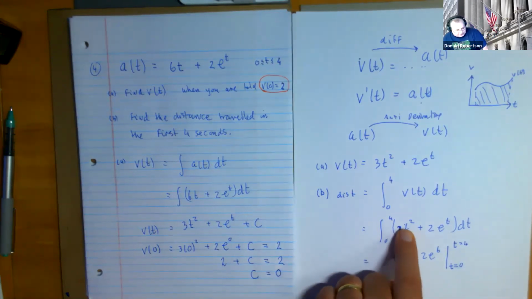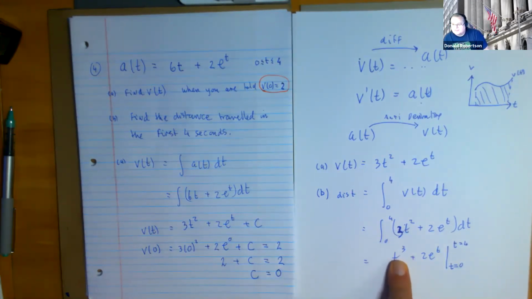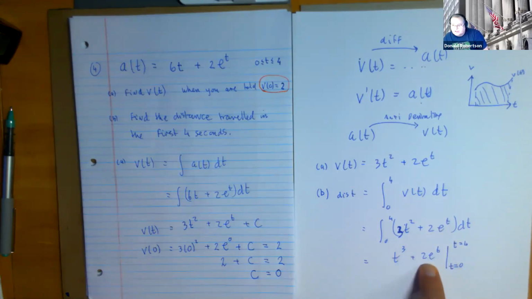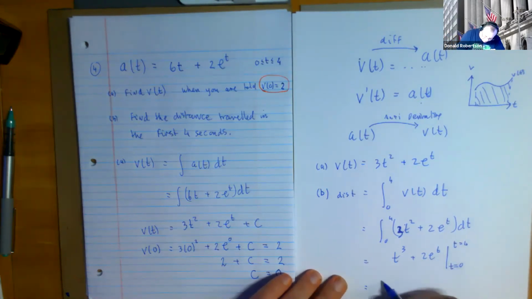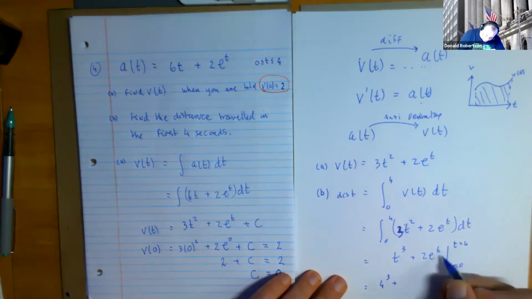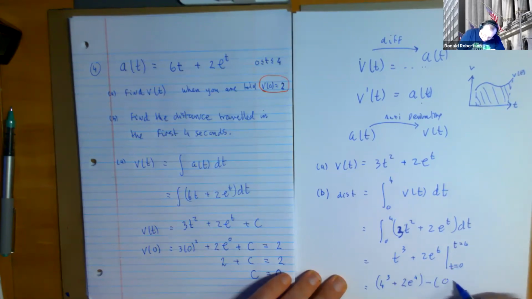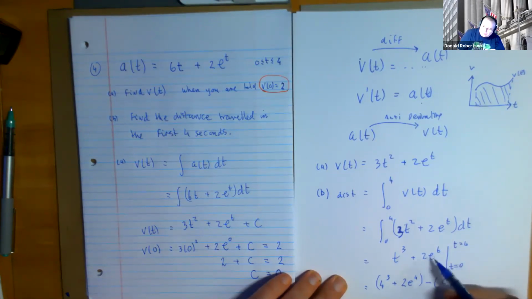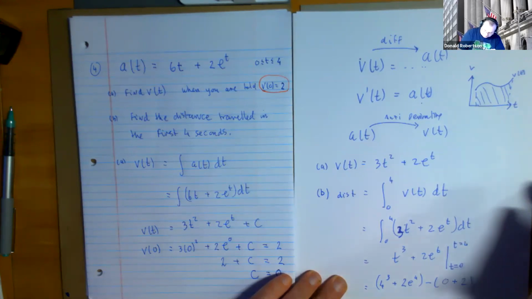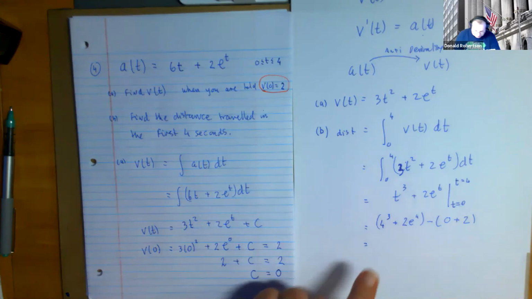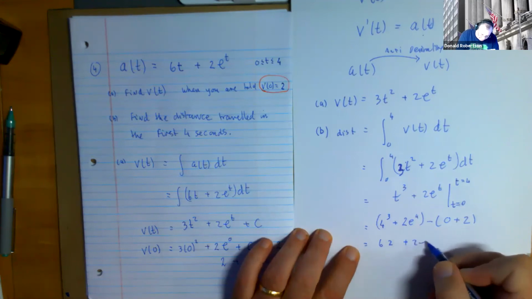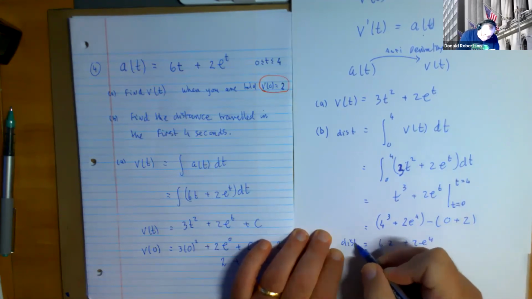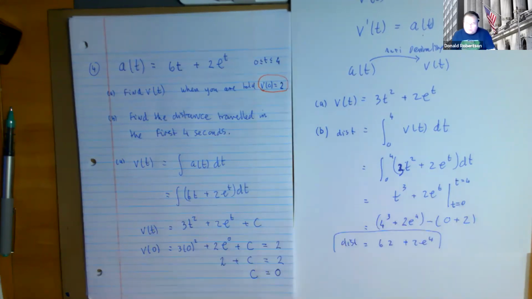Are we happy about the fact that once I write this thing correctly, its antiderivative is t cubed, and that the antiderivative of that is still 2e to the t? And now we're going to evaluate it at 0 and 4. If you plug in 4, you get 4 cubed. If you plug in 4 here, you get 2e to the 4. Take away, well, isn't that basically going to be 2e to the 0, which is just 2? And since I'm running short of room, 4, 16, 64, 64 take away 2 is 62, plus 2e to the 4. And we are finished. We have got our distance.